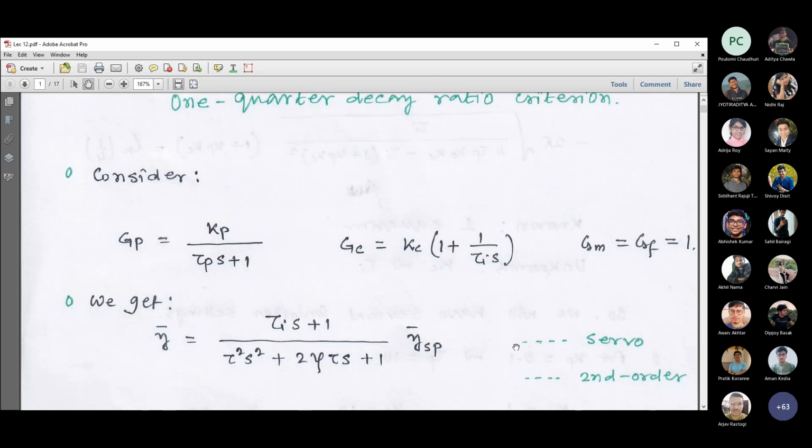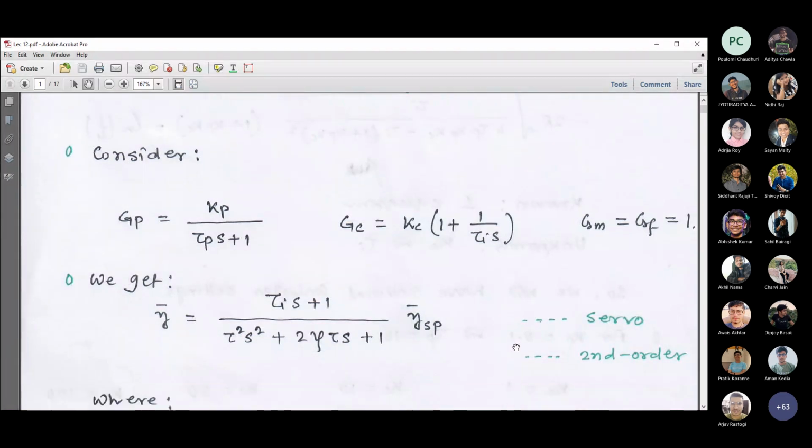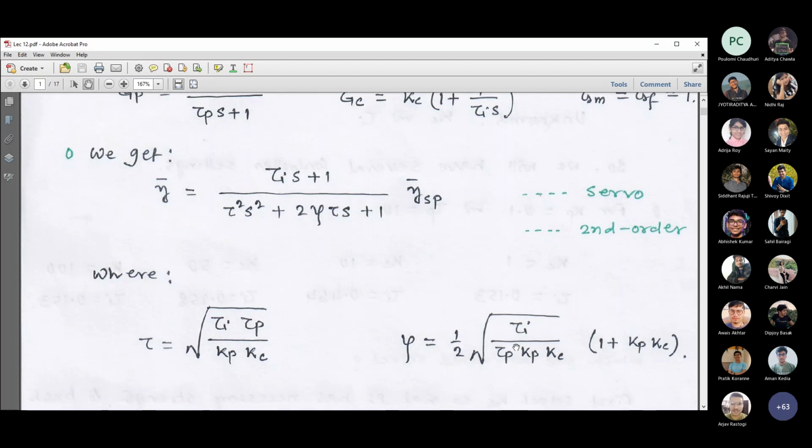Sir, I am getting tau as root over tau p tau I by KpKc. Correct. And got zeta? What's your roll number? 19CH30029. Anyone else got? You see, these are the expressions. These are the two expressions we get.